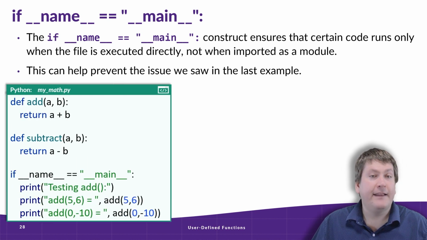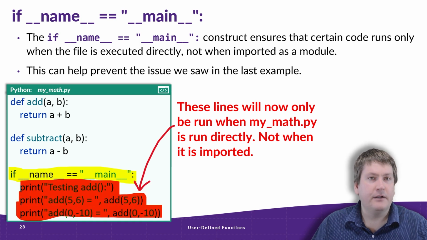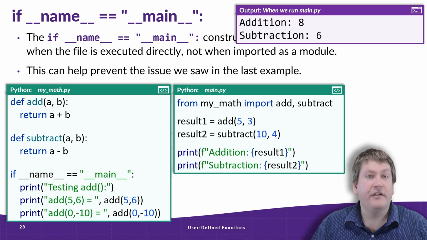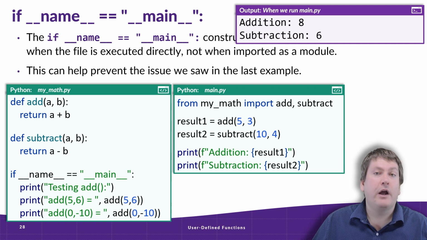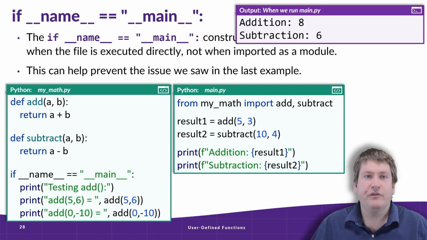So we could improve that last example by adding this if statement here. Now, this if statement is going to check if this file is being run directly, for example, hitting the play button in PyCharm, or if it's being imported by another module. Only if it's being run directly are we going to execute these debug lines that should show a few runs of the add function. These won't execute when it's imported. So now in main.py, if we import this math module, then it won't output those lines. We just get the addition and subtraction. We just get the functions we want.